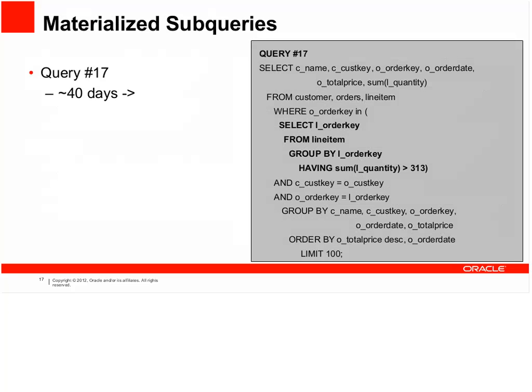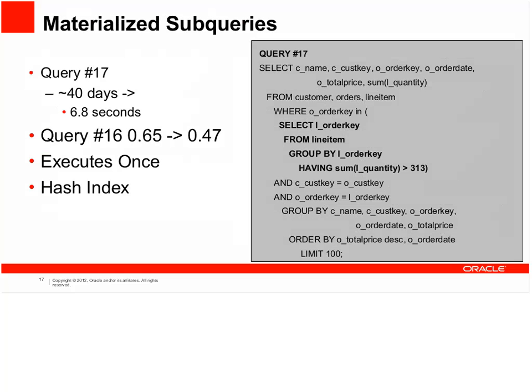Looking at this, the solution is actually, well, I should first point out that with 5.6, it went from 40 days to 6.8 seconds. And it's a fairly logical solution here. That subquery really should only run once and get stored in memory. Instead, MySQL is executing it over 1 million times for each order key that it found for comparison purposes. So it executes it once, creates a hash index, puts it in memory, and this is a materialized subquery.